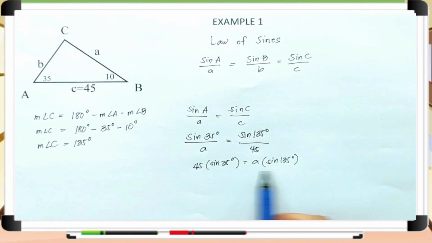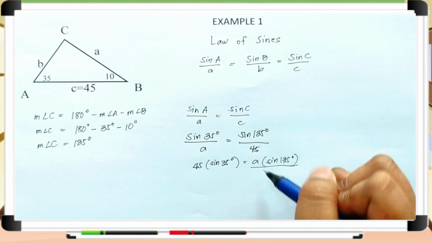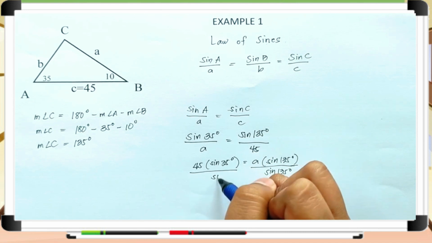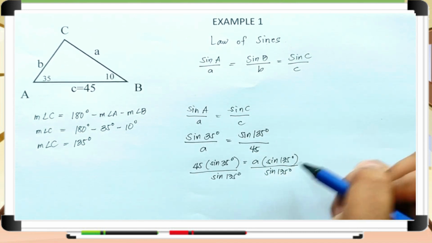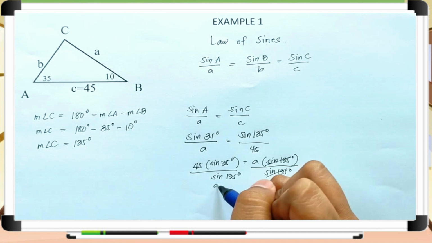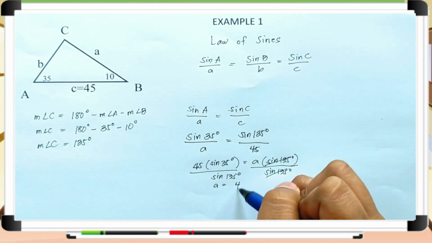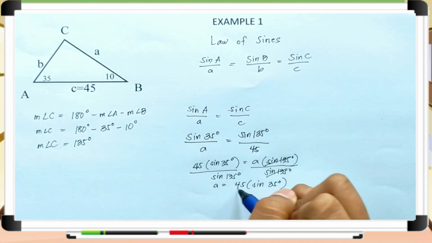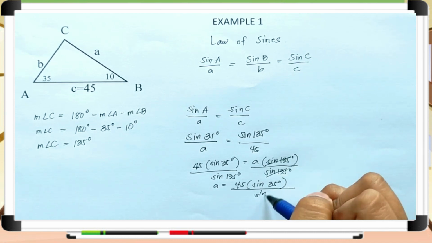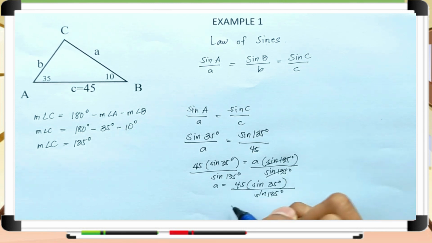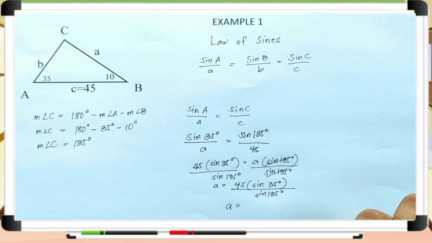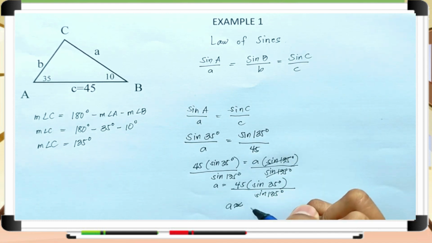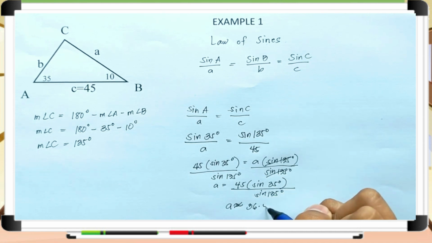Let's divide both sides by sine 135 so that A will be left alone on one side. So, cancel. We have now A is equal to 45 times sine 35 degrees over sine 135. Okay, A is approximately, just input the values in your scientific calculator. We have 36.50.